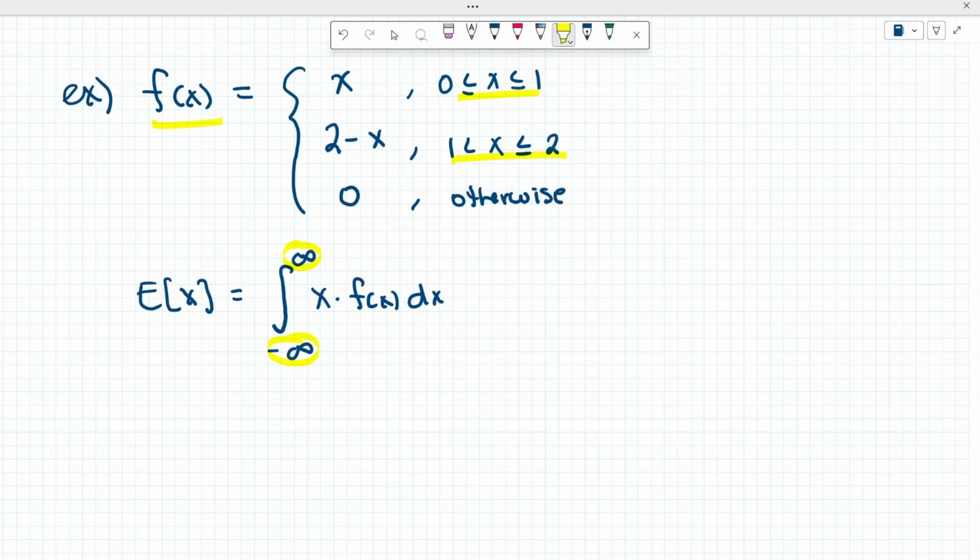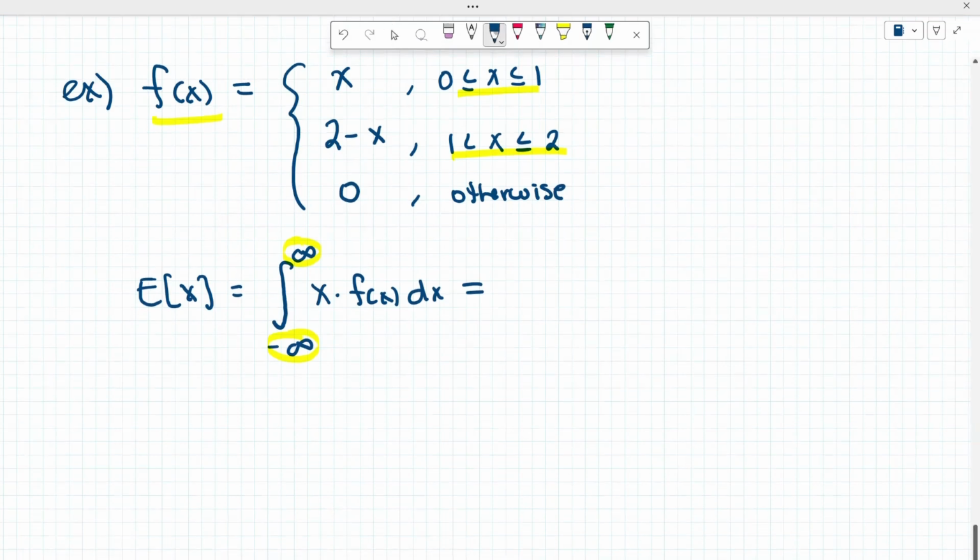That means that there's going to be points along this function that are non-integrable or non-differentiable, so that's why we have to separate out this integral. So this equals, let's separate this out. We'll start from our smallest one. So we're going to go from 0 to 1. Our function is just x. So we have x times x dx.